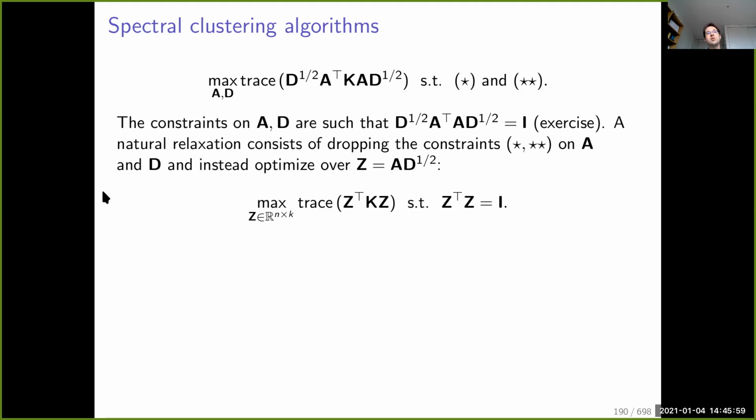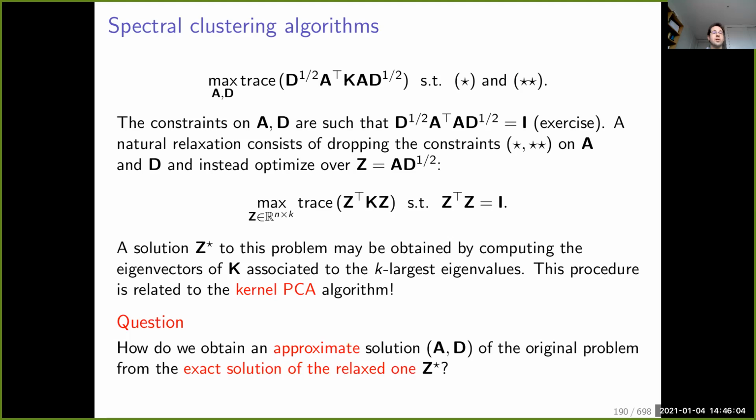And again, I'm going to ask you to remember your old linear algebra classes. Well, it turns out a solution Z star to this problem can be obtained by computing the eigenvectors of K associated to the k largest eigenvalues. And if you remember, we had seen something very similar for kernel PCA. And it's more than very similar. This is actually kernel PCA, computing the eigenvectors associated to the largest eigenvalues of the kernel matrix. This is what you do when you do kernel PCA.